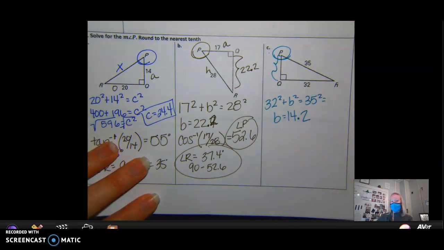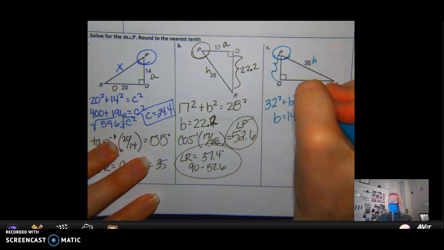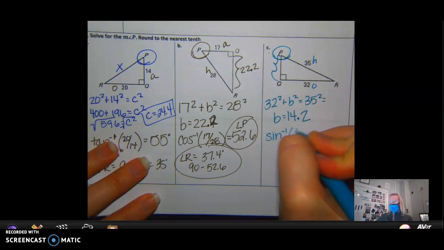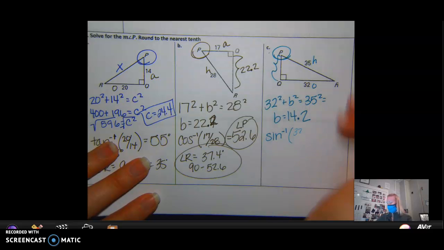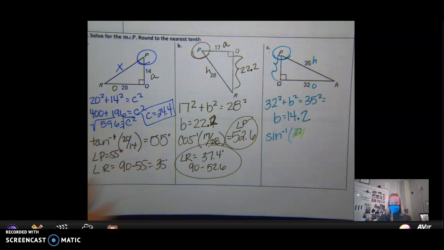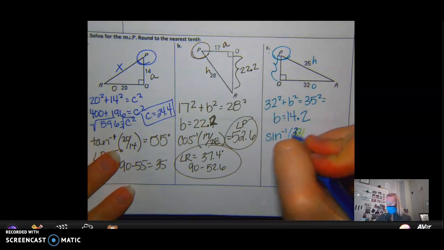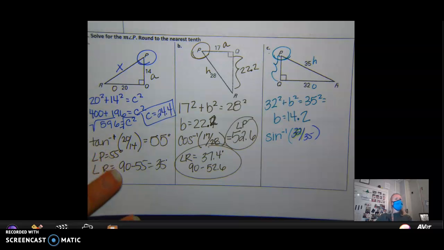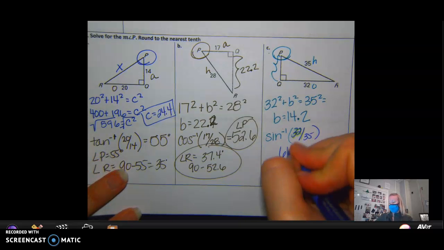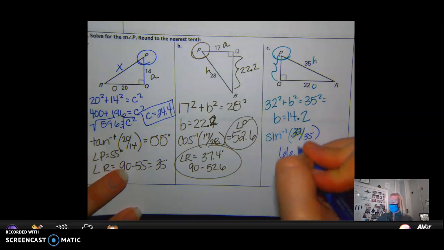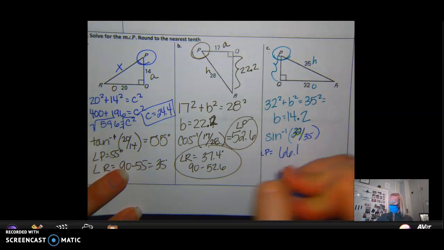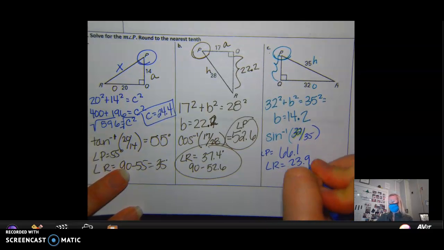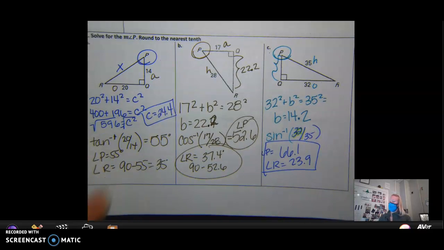Then I'm finding angle P. This is hypotenuse. This is opposite. So that would be sine inverse of 32 over 35. When I do sine inverse of 32 over 35, how much do I get? 66 point what? Thank you. That is angle P. So angle R equals how many degrees? 23.9. Okay. Awesome. Next page.